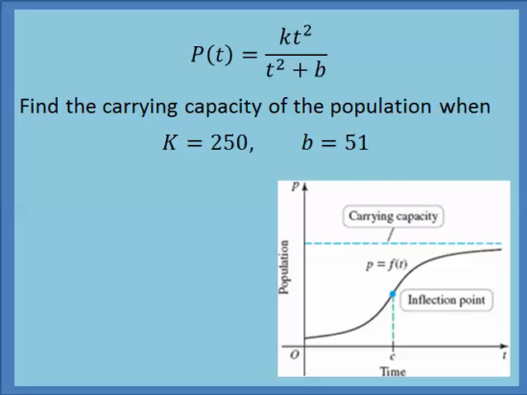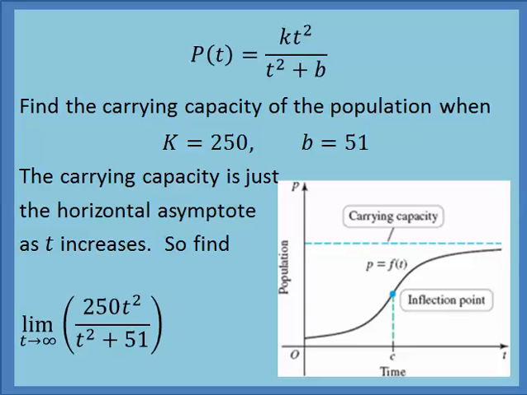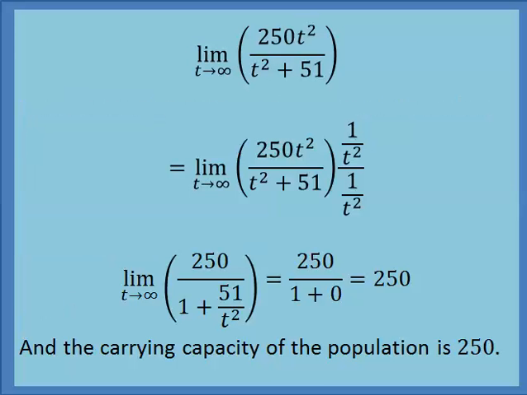If k equals 250 and b equals 51, find the carrying capacity or the steady state of the population. The carrying capacity is just the horizontal asymptote as t increases. So we're looking for the limit as t goes to infinity of p of t. I divide the top and the bottom by t squared, and that allows me to take the limit because 51 over t squared is going to 0, and 250 just stays at 250 and 1 just stays at 1.